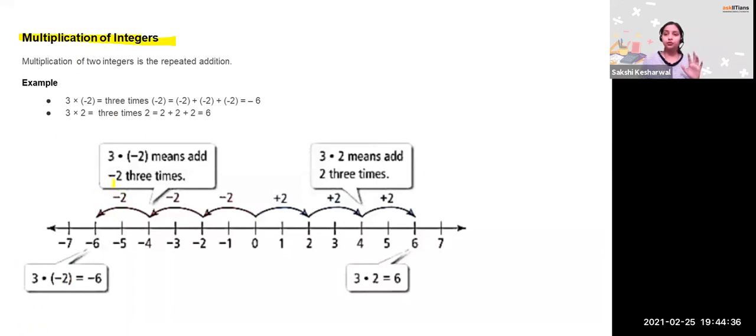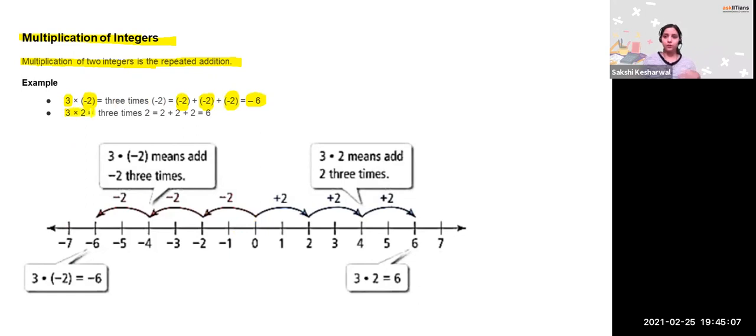Multiplication of two integers is basically repeated addition. So if you see 3 into minus 2, this means you are writing minus 2 three times: minus 2 plus minus 2 plus minus 2. So you're adding 3 negative integers. In short, you add them and put the negative sign. So that is equal to minus 6.